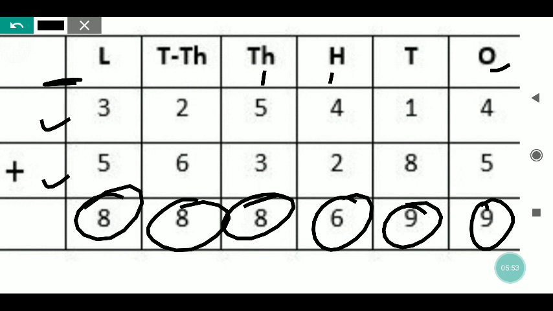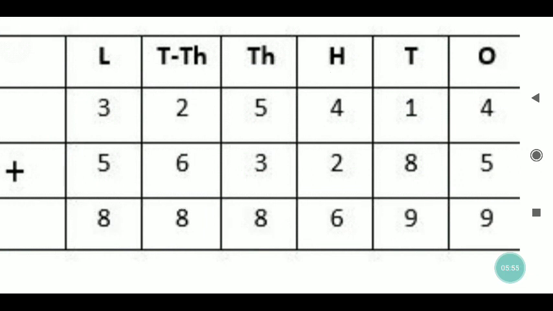So easy it was, isn't it? It was so easy. No leftover, no carry, nothing was there. So it was too easy.